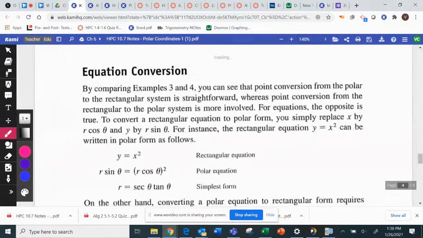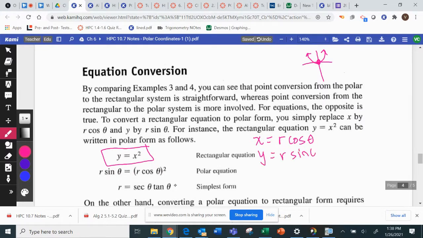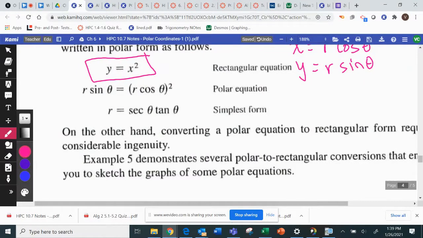And then equation conversion. This one's kind of cool, this example that they have right here. Say we were taking the equation y equals x squared. You guys know what that looks like, right? Yeah, parabola. The vertex is at 0, 0. And then we're going to change that into polar by using the fact that x is equal to r cosine theta, and that y is equal to r sine theta. So that's what they did, they substituted for x and y. And then they solved it for r.